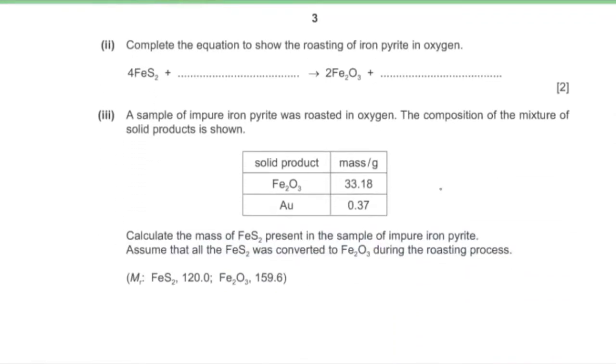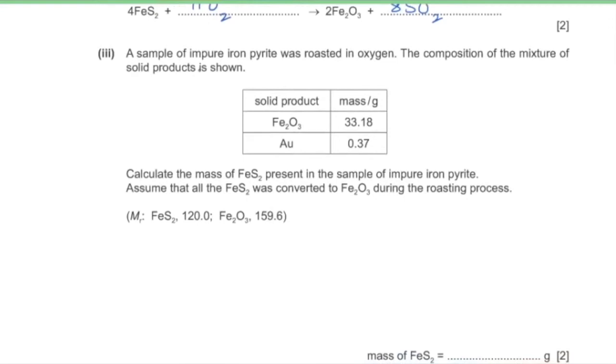Part 2, complete the equation to show the roasting of iron pyrite in oxygen. So iron pyrite reacts with oxygen to give iron(III) oxide plus sulfur dioxide. There will be 4 moles of iron pyrite and 2 moles of iron(III) oxide, so 8 moles of sulfur dioxide and 11 moles of oxygen molecules.